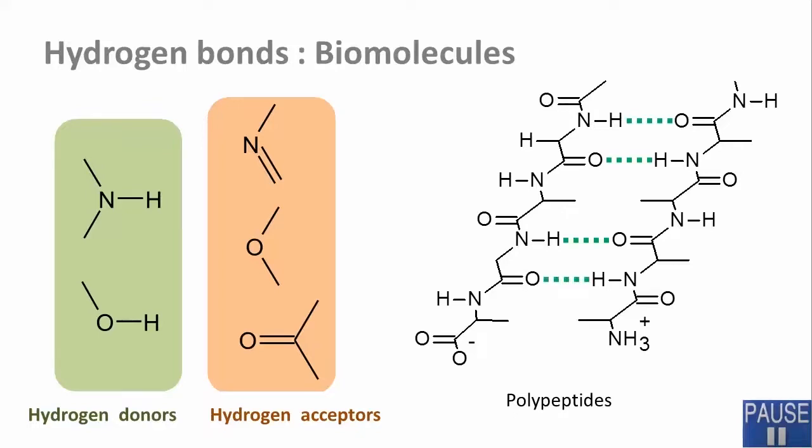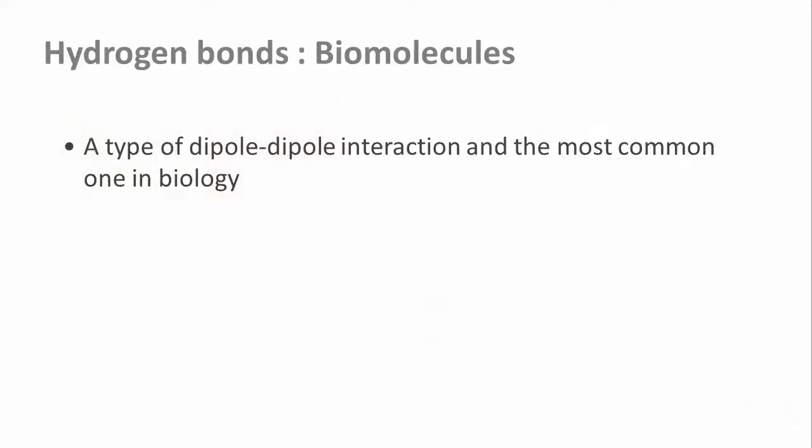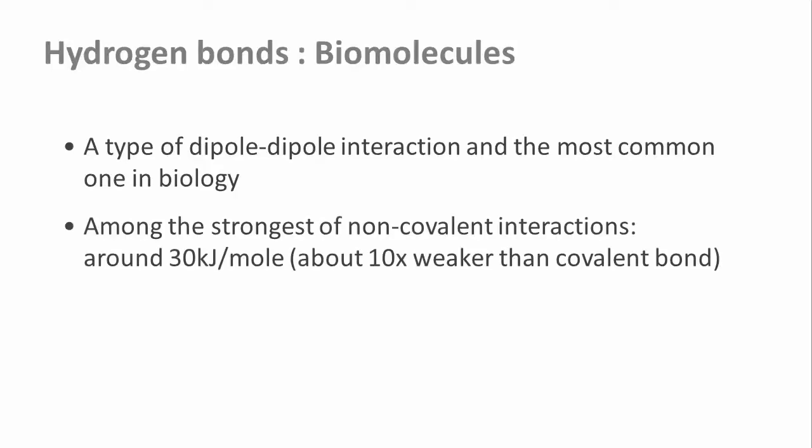So let's summarize. Hydrogen bonds are one of the most common types of dipole-dipole interactions in biochemistry. Of all the different types of non-covalent bonds, it is one of the strongest ones, and it takes about 30 kilojoules per mole to break one. That's still more than 10 times weaker than the strength of a covalent bond.